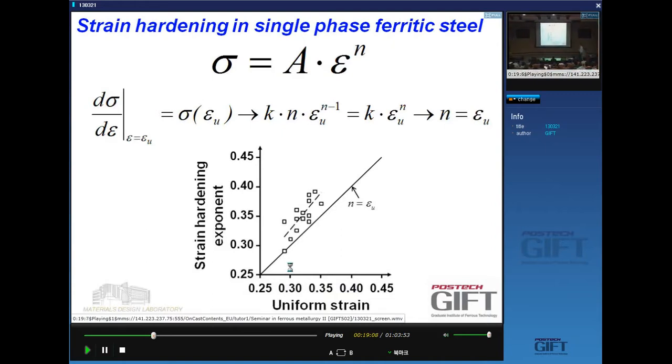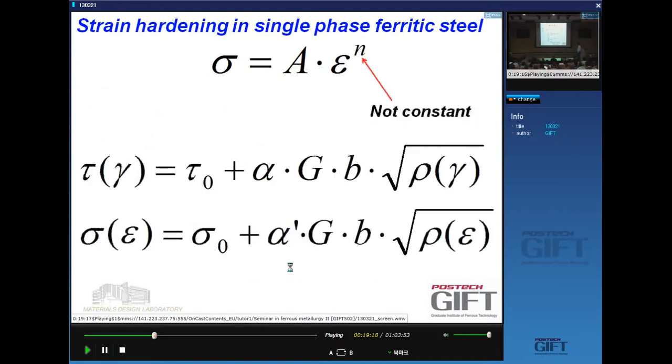And if you work this out for low carbon steel, you see that this is more or less okay. Not perfectly. And the reason why it's not perfectly okay is because this Hollomon equation is, of course, not a physical equation, it's an empirical equation. And this n value here is actually not constant.